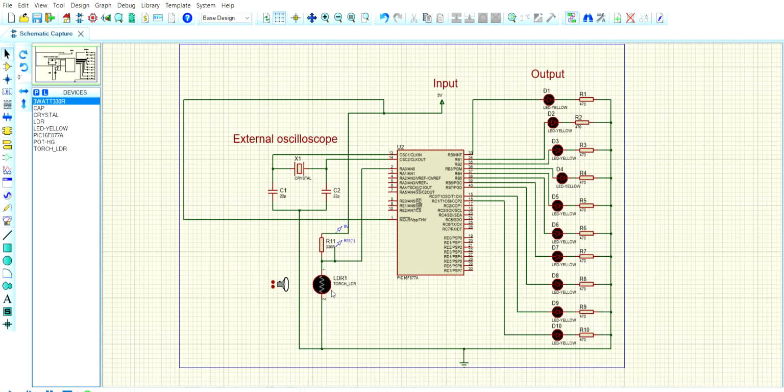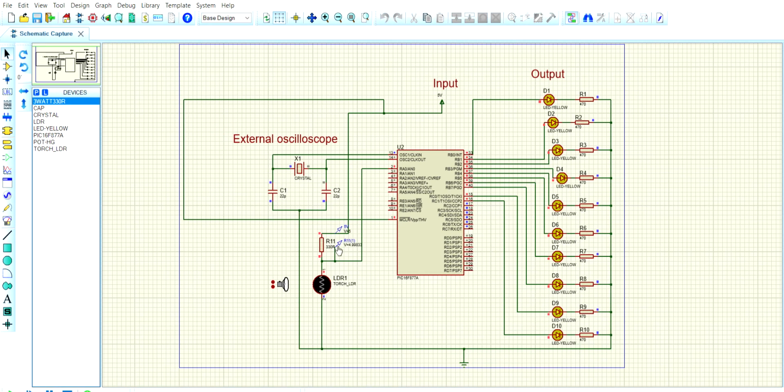If the resistance is low, then the digital output will be on for all. If the LDR has a low light intensity, then the resistance will be high. Thus, the digital output will be all in one. So now I'm going to run my circuit.